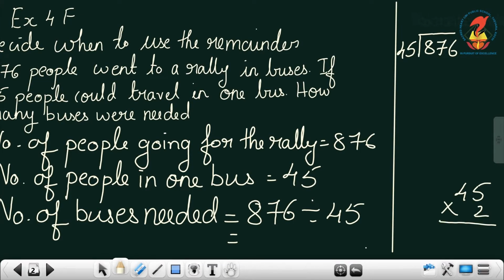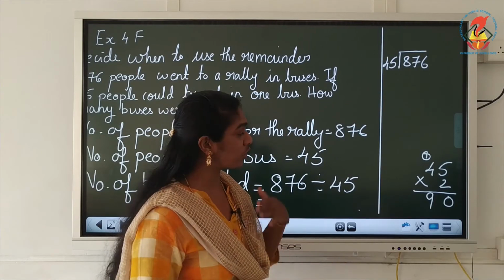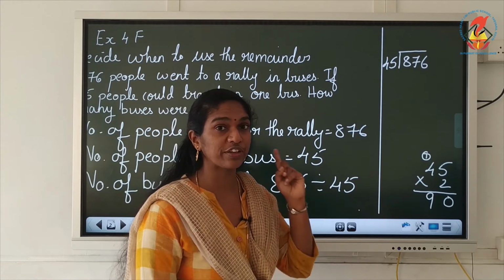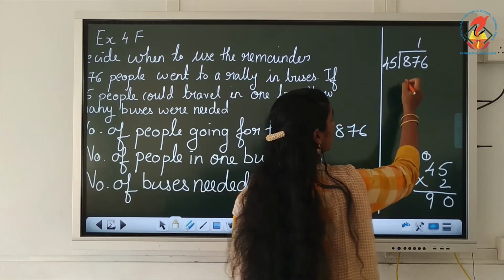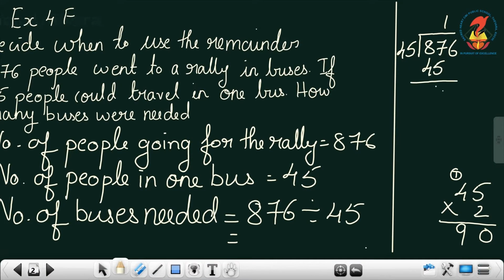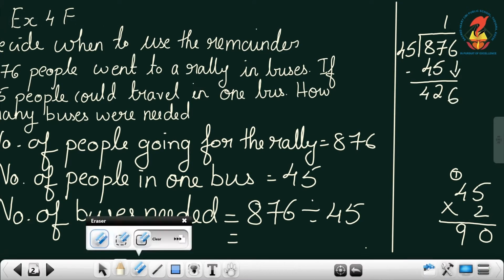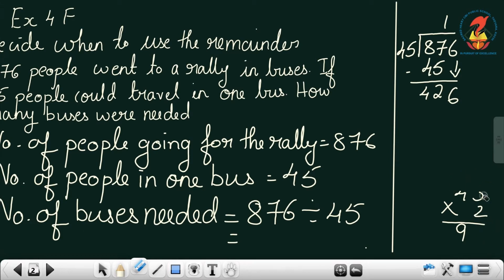What do you get? 45 into 2. 2 5s are 10, carry 1. 2 4s are 8 plus 1, 9. It's 90, that is more than 87, which we cannot use. So what will we take? We will take 45 into 1. So 1 time. See where I have written the quotient? I have written it above 7 because that is the last digit that I have taken now. So I have to start from there. 45. When I subtract, I get 2 here and I get 4 here. Bring down 6.